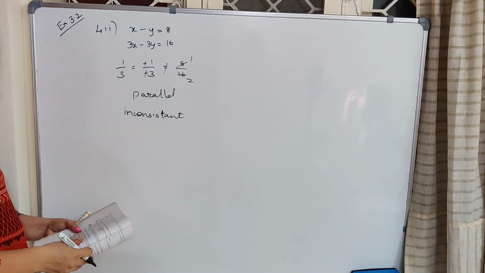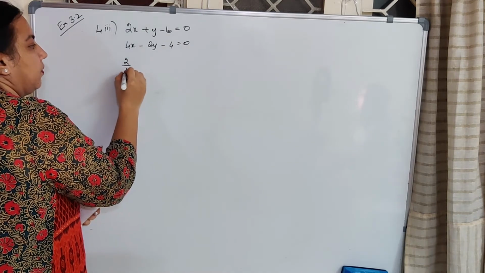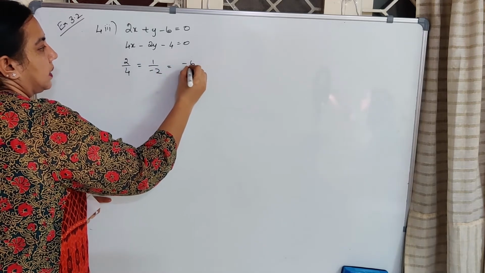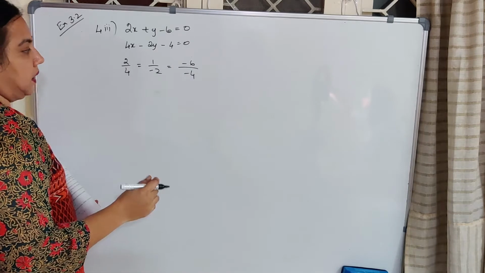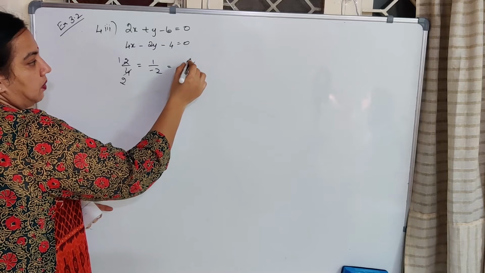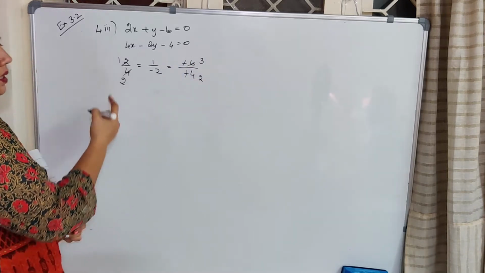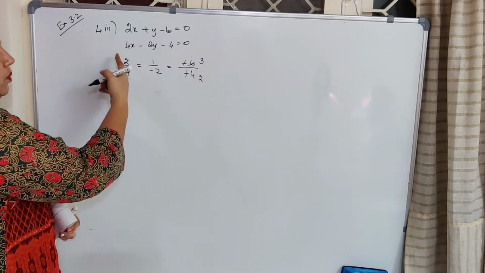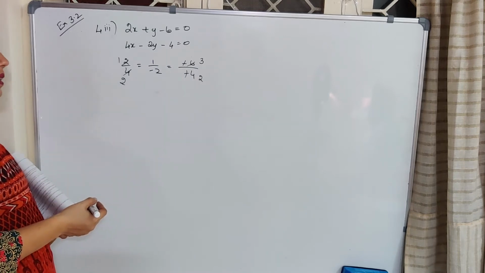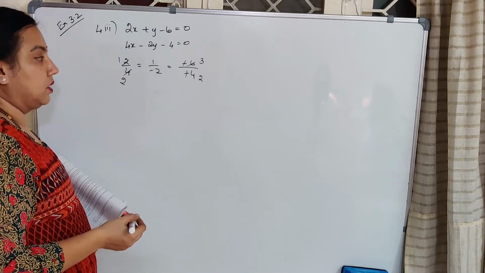Okay. Then going forward to the third sum. When I do this, I can write it as 2 by 4 is equal to 1 by minus 2 is equal to minus 6 by minus 4. Okay. Now I can simplify this as 1 by 2 and this is 1 by minus 2 and this becomes minus and minus gets cancelled and this is 3 by 2. Okay. So we see nothing is equal. Even though 1 by 2 is equal, there is a minus there. So it gives a consistent result. They intersect at a point and we will show that graphically also now.